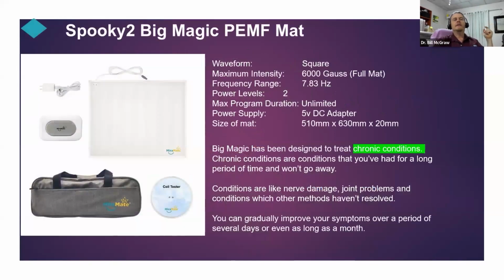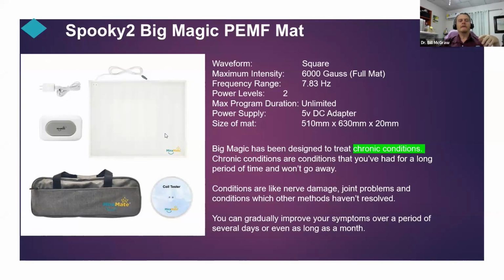How about this big, there it is, Spooky2 Big Magic. And now there's a Big Magic Pro PEMF mat. This is an amazing device to treat chronic conditions and regenerate tissue. It's a mat you put underneath your mattress pad or your mattress cover, right on top of your mattress, and put your sheets over it. You can't even tell it's there because it's super soft and spongy. And it lasts a super long time because it's made of good quality material. I've already been using mine for like 3 or 4 months.